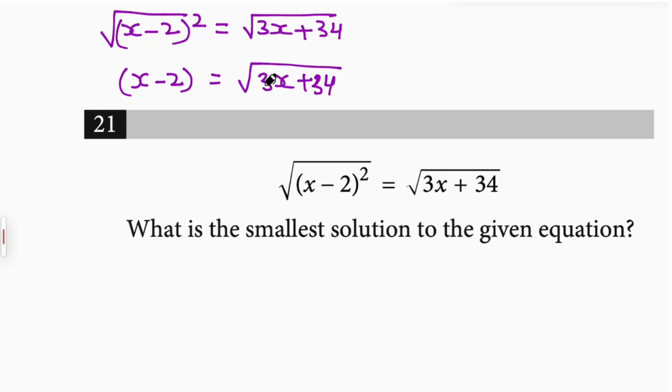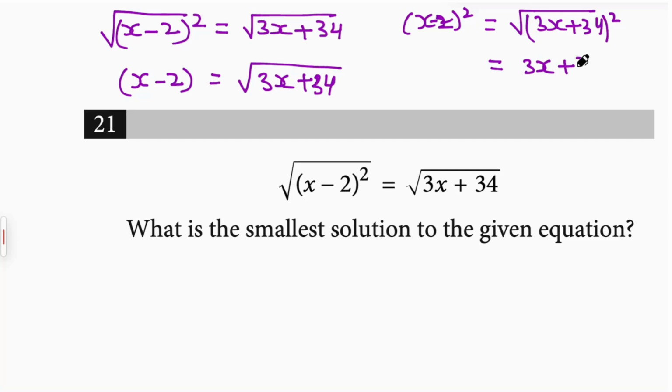So why not square both sides? x minus 2 whole squared, x minus 2 whole squared is equal to square root of 3x plus 34. I write square as a whole, or I write square over here, which is the same thing. So by the rule I explained before, this will become 3x plus 34, and this is equal to x minus 2 whole squared.